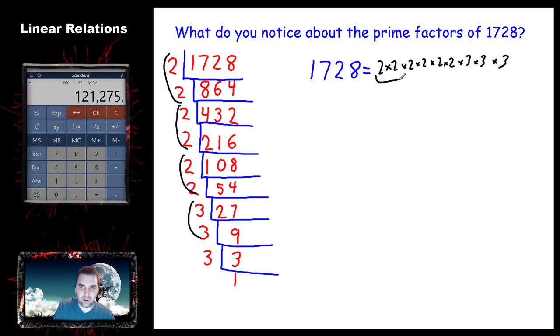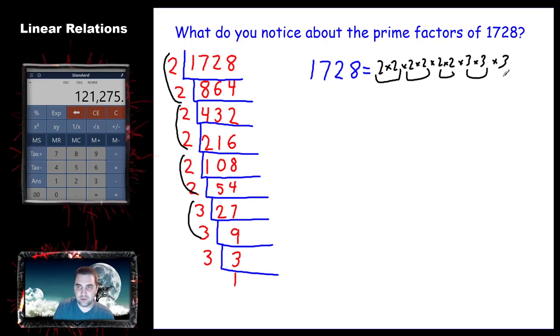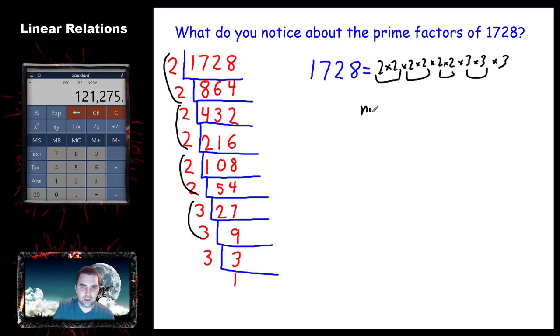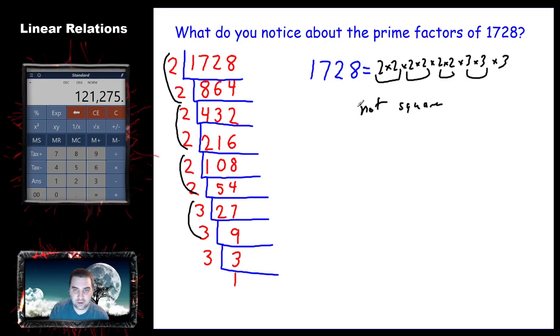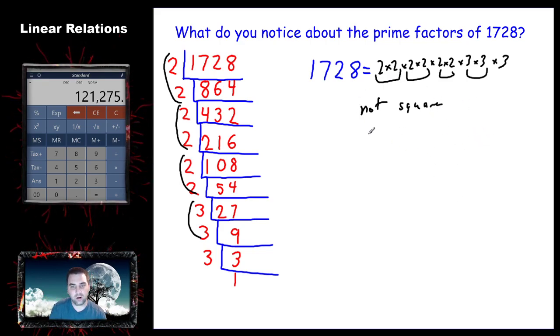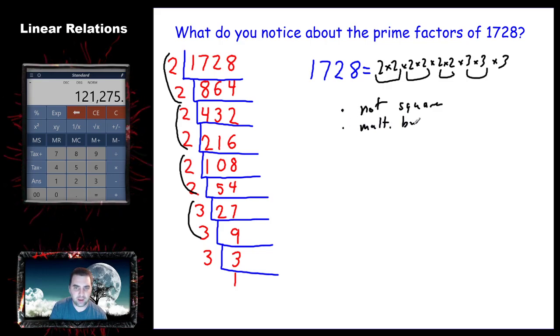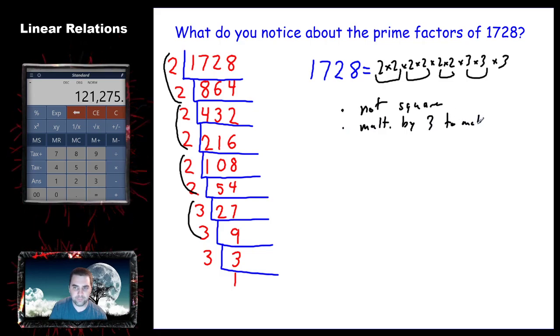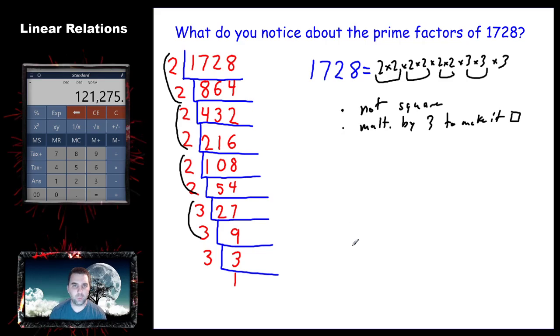So just looking at that, I have lots of pairs, but I have one little one that's dangling, so I know from that it's not square. That's part of my pattern decision stuff that I'm doing right now. It's not square. I could also say, well, I could multiply it by 3 to make it square. What else can I say? That seems pretty good. I mean, that's even more than I really need to know.